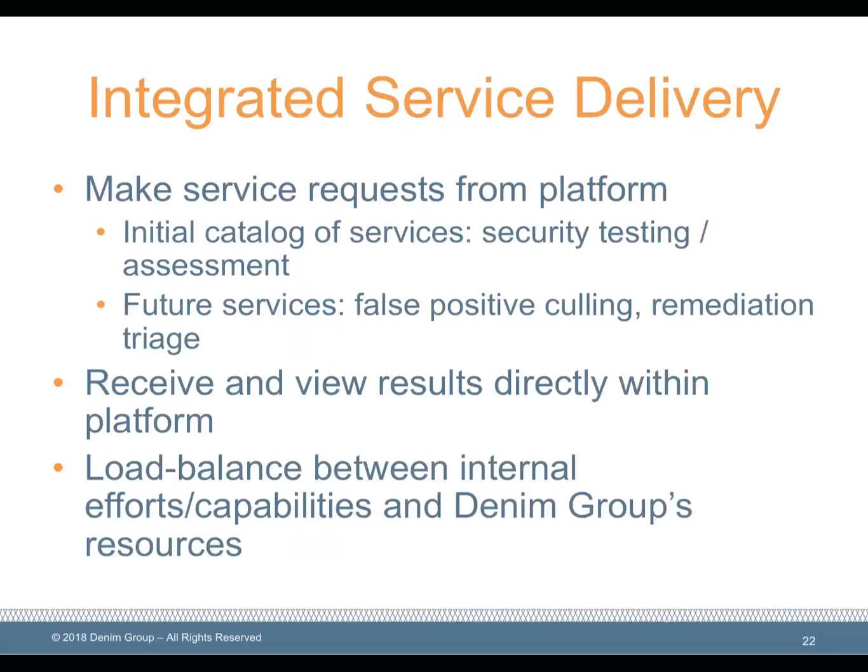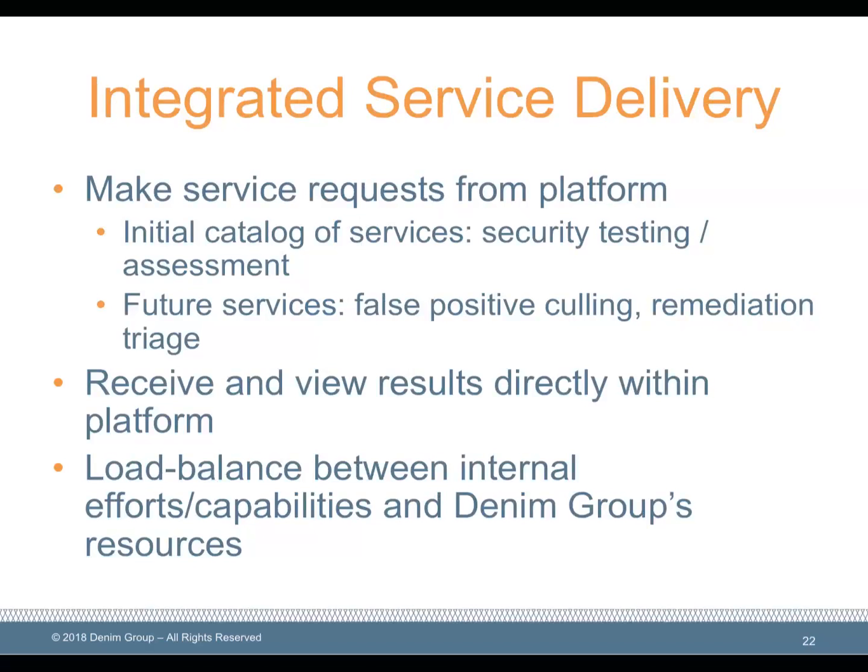Finally, the most interesting thing, or the most important thing that we've done with 2.7 is we've integrated Denim Group's professional and managed services capabilities directly into the ThreadFix platform. And what we want to do is allow organizations to make both strategic and tactical decisions about how they run their program. And what I mean by that is this.